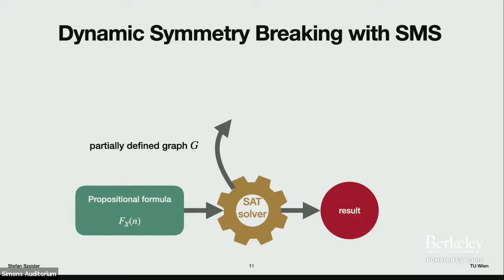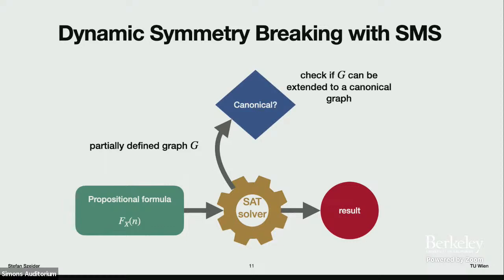And on these edge variables that are mentioned in this formula, usually, in the middle of the solving, they will represent a partially defined graph. And now we send this partially defined graph to our check of canonicity. Because it's only a partially defined graph, we need to figure out whether we can extend this to a fully defined graph, because at the end, we want to have a fully defined graph that is canonical. And if not, we learn a clause.